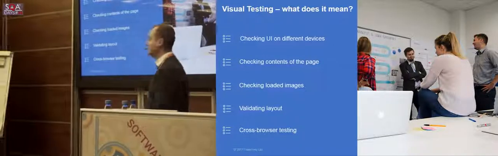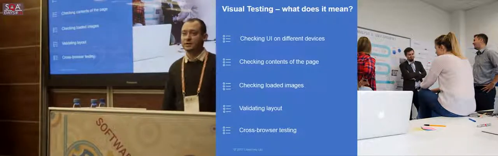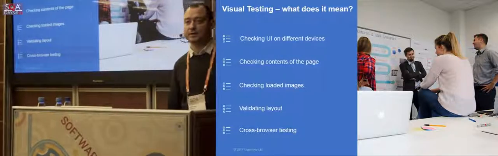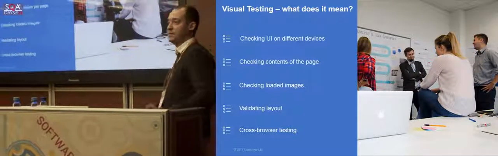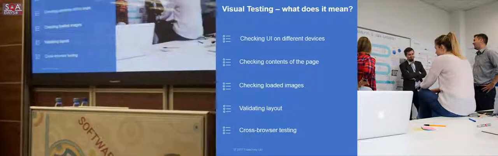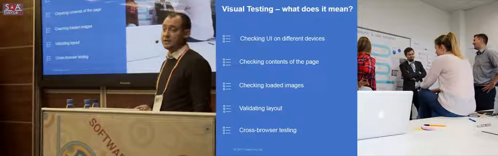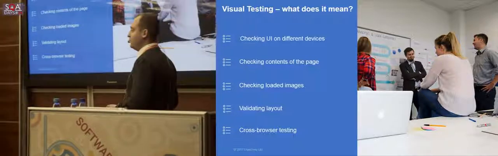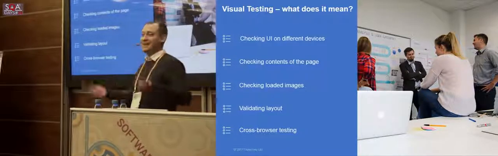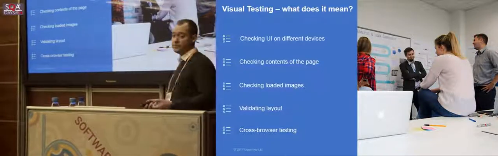So visual testing, what does it mean? Definitely it is checking the user interface on different devices. As I mentioned, you can check the user interface on mobile, on computers, on laptops. Sometimes users, for example for presentations, use TV screens or something big like the one here, and sometimes the web page doesn't look good. Another thing is checking the content of the page, not only the layout: for example, we can validate whether the text or the information presented on the page is correct.